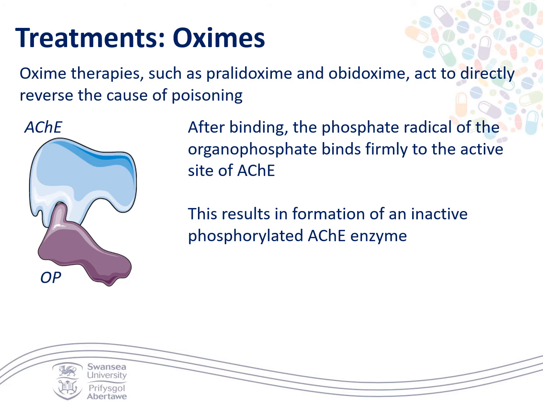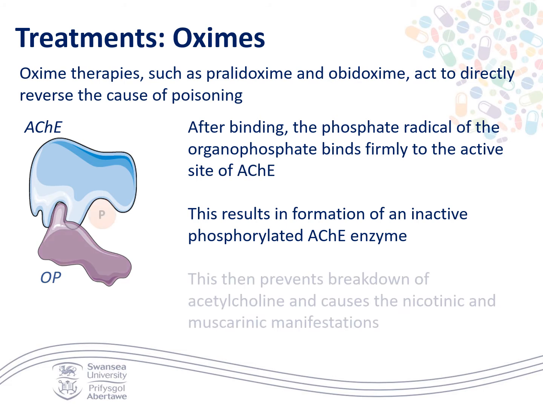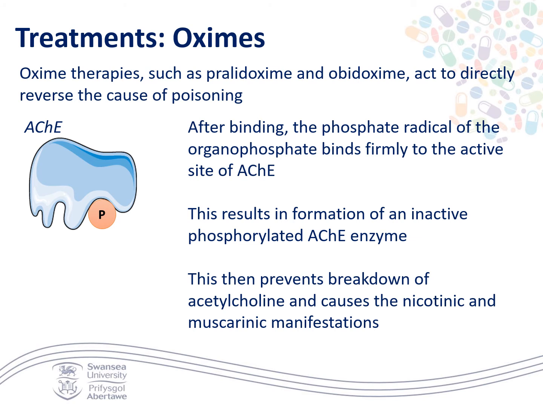This results in the formation of an inactive phosphorylated acetylcholinesterase enzyme, and because of that phosphorylated active site, it's unable to break down acetylcholine. So we end up with the nicotinic and muscarinic acetylcholine receptor manifestations, because this enzyme is no longer able to break down acetylcholine in the synapse, and we end up with prolonged and continued signaling from these cholinergic receptors in the nerves and the neuromuscular junction.